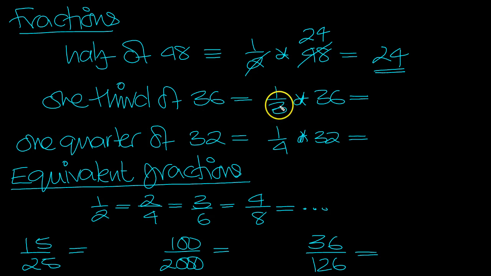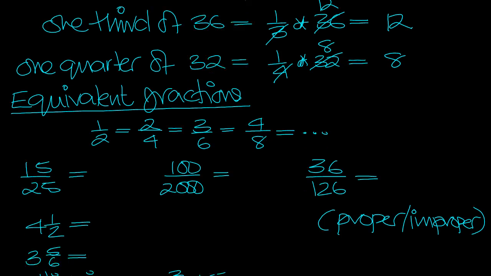1/3 of 36, third of is times 36. 3 goes into 36 12 times, so the answer is 12. 1/4 of 32. Well, 4 goes into 32 8 times, so the answer would be 8. So you can cancel top and bottom by a common factor, can't you, when you're multiplying fractions? So that's the notion there.